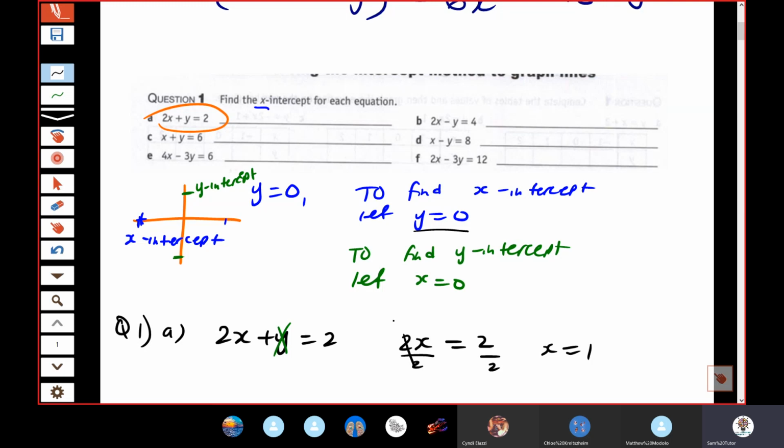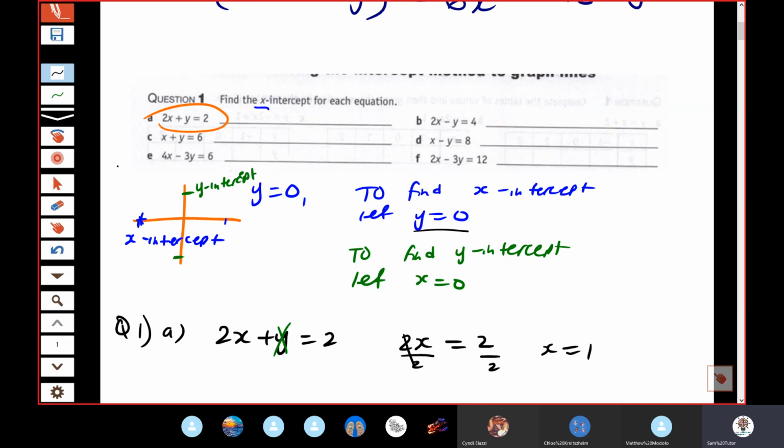2x plus y equals 2. Again, to find the x-intercept, you let y equal to 0. So the y values are crossed out. You understand that? Because it's 0. You're left with 2x equals 2. And then again, how do I get rid of this 2 here? Because it's multiplied, you've got to divide by 2. And then 2 divided by 2 is 1. Any questions?